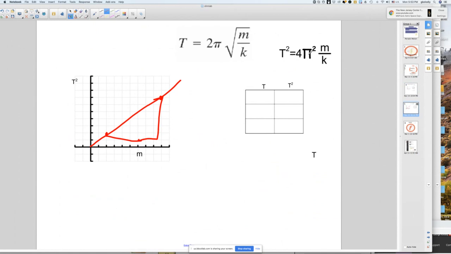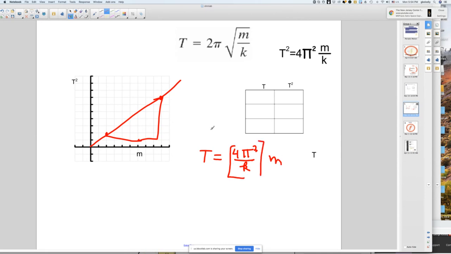And T squared equals 4 pi squared over k times m. That means the slope that you find is 4 pi squared over k, because this is multiplied by m. So this will be the slope.